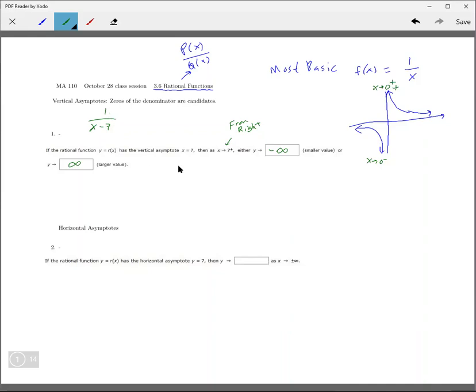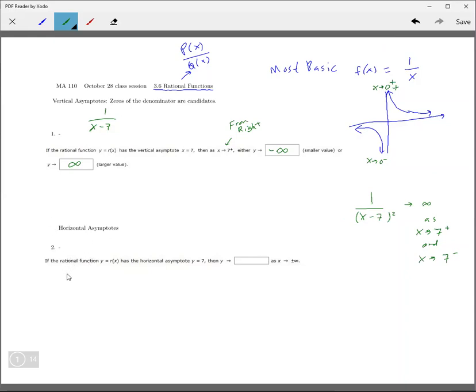If it's like that, it's going to be different. If it's squared like this, then either way, it's going to approach infinity. This goes to infinity as x approaches 7 from the right, and as x approaches 7 from the left, both go to infinity. But here it splits. This goes to infinity, and this goes to negative infinity.